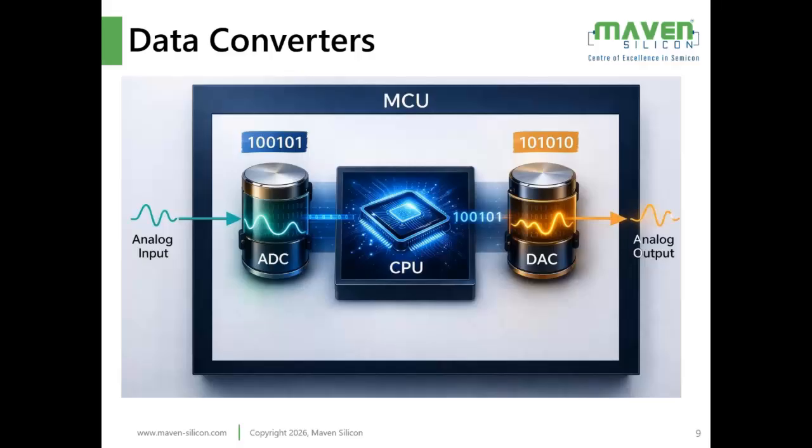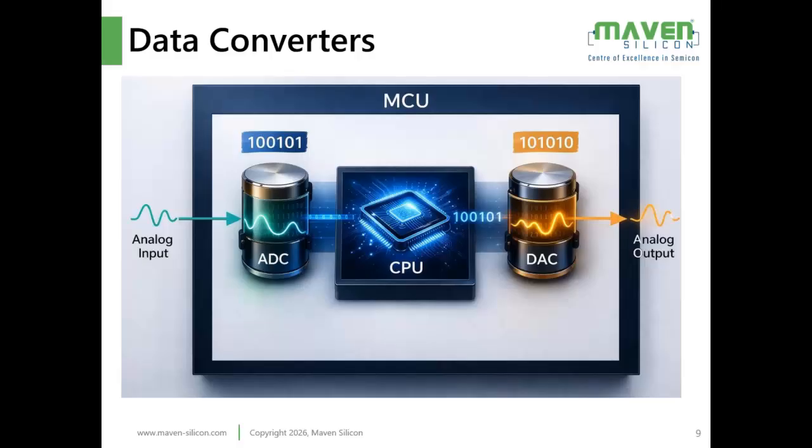So we have two different types of data converters. One is the analog to digital converter, the other one is the digital to analog converter. As I told in the temperature sensor example, the temperature sensor data is analog data. So when that analog data comes, there is an ADC which converts this analog data into equivalent digital data so that the core can process this particular data, right?